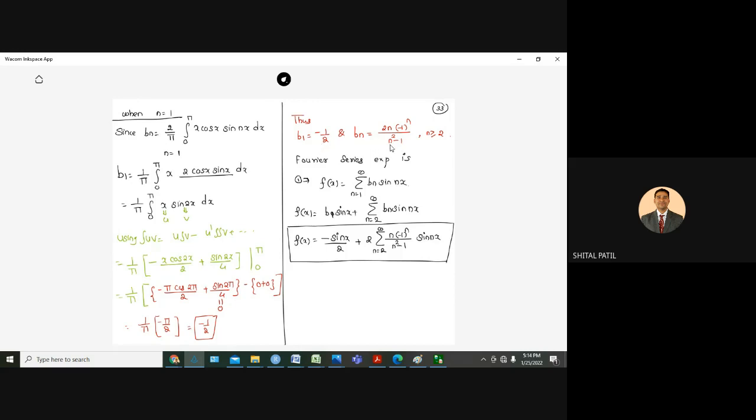Now, suppose it is n square minus 4. Getting what I'm saying? Suppose Bn equal to, numerator as it is and denominator n square minus 4. So it means that when n equal to 2, the formula is not valid. So this formula is valid for n equal to 1, n equal to 3, 4, 5 and so on, but not valid for n equal to 2. So we have to find B2 separately, as we obtained B1 here.